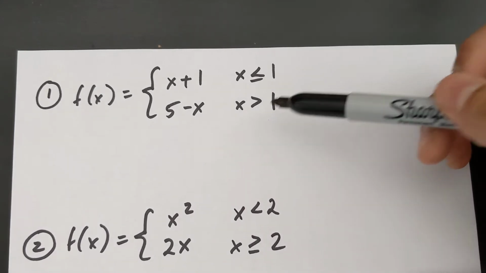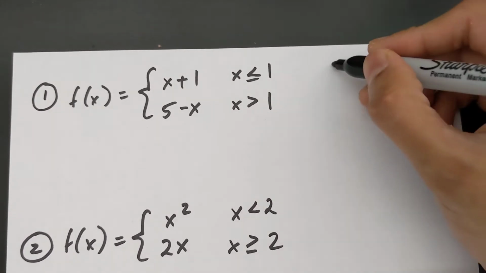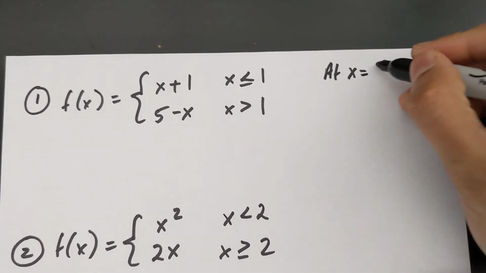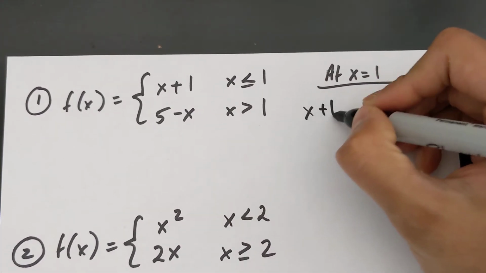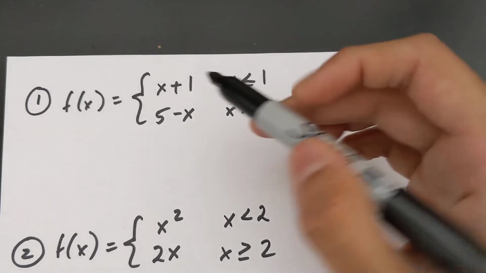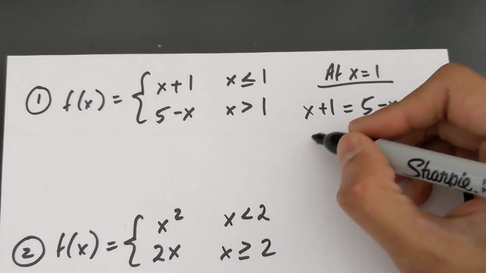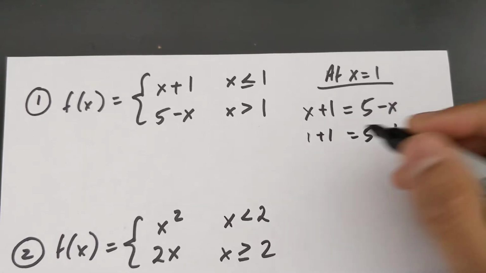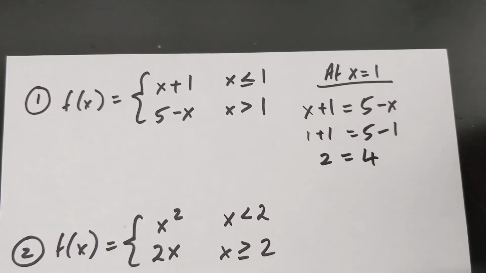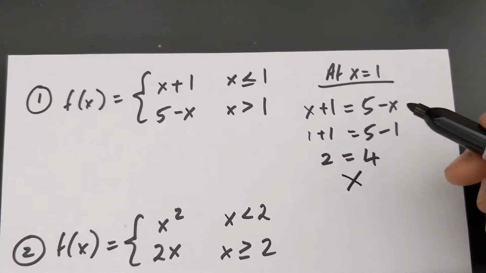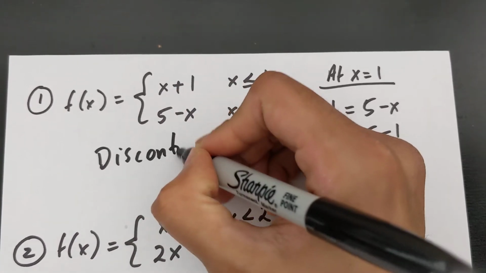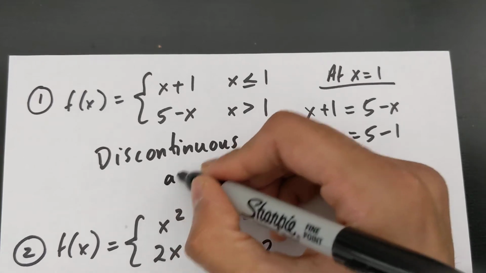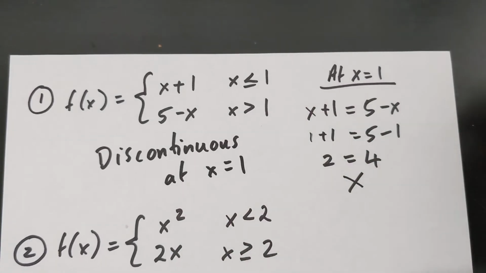So this one, it's x equals 1. So we're going to do our evaluation at x equals 1. Now, all you want to do is make sure that the left side and the right side are the same. So I'm going to try x plus 1 equals 5 minus x, and then I'm going to sub in my common point of 1. So 1 plus 1 equals 5 minus 1, 2 equals 4. That's not true, which means that the function is not continuous. It's basically discontinuous at x equals 1, but the function is continuous everywhere else.